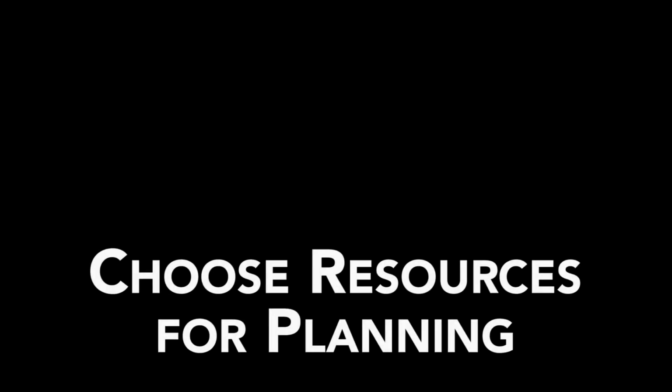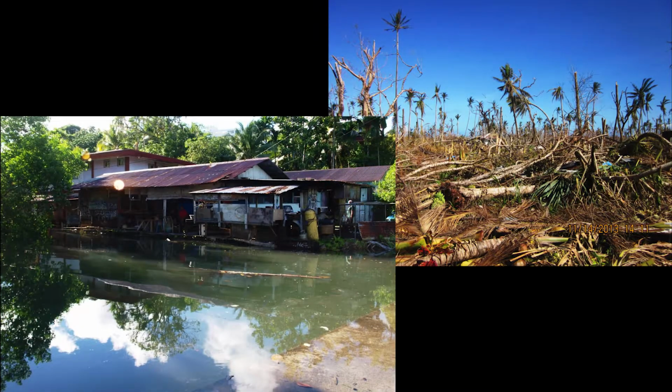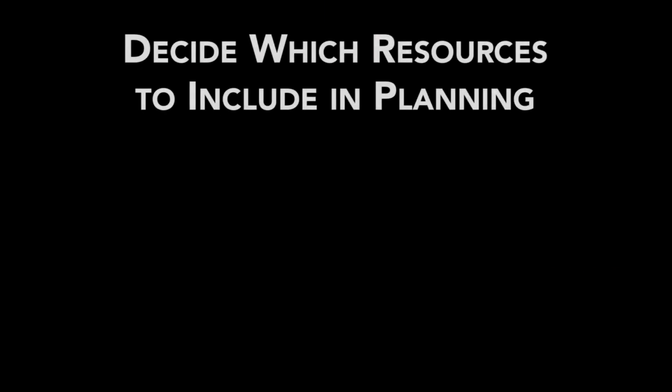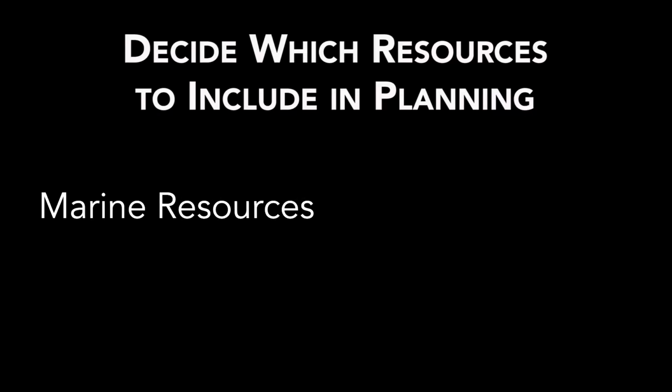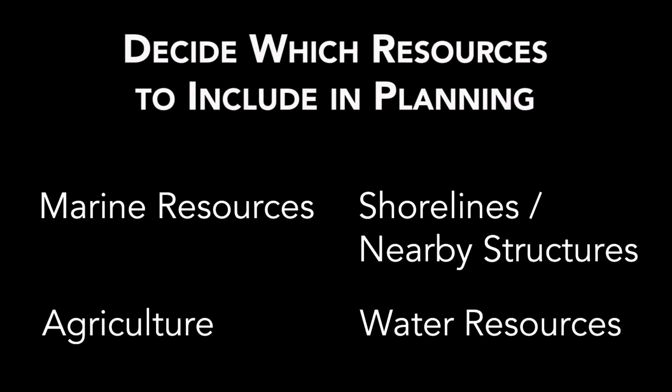Now it's time to decide which resources your community will include in planning. To do this, you should consider both the impacts the community has experienced from the past events and the possible future impacts from climate change. You will decide which of the following resources you will include in planning: marine resources, shorelines and nearby structures, agriculture, and/or water resources.